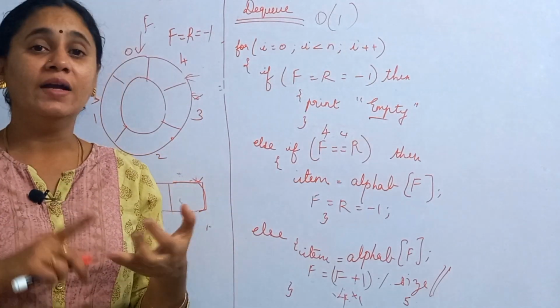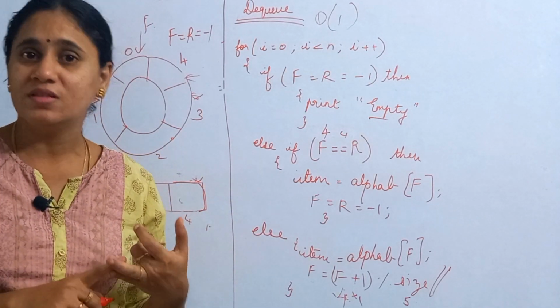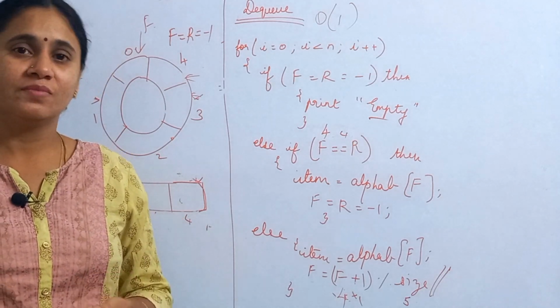Right friends? So please make a note of it. For insertion and deletion of circular queue, the time complexity is O of 1. Right? Thank you.